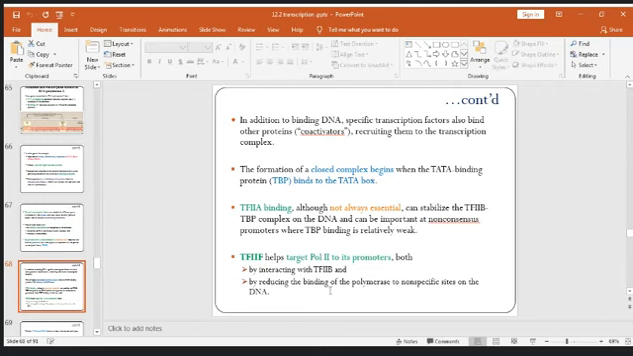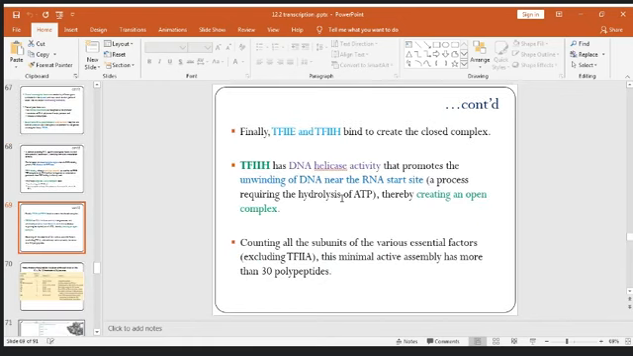So those are the transcription factors. Finally, the transcription factor 2E and transcription factor 2H bind to create the closed complex.